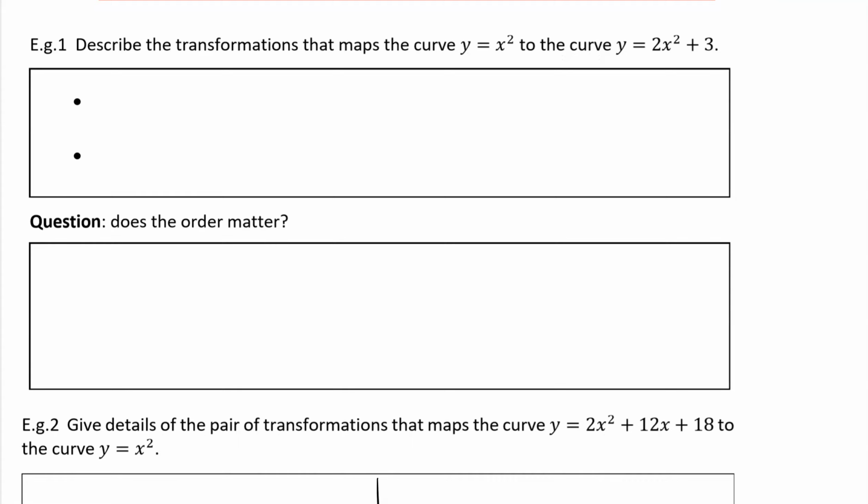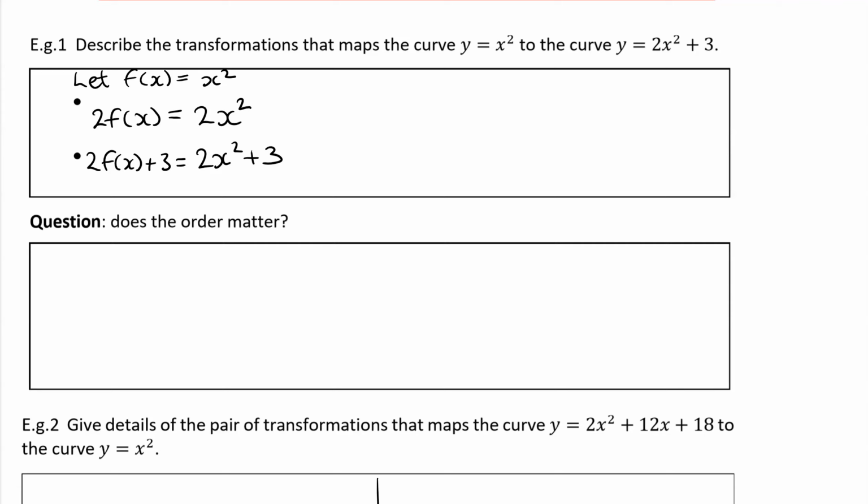This first example, we've got y equals x squared, and we're going to show how it maps to the curve y equals 2x squared plus 3. So if we let f of x be x squared, then firstly we're going to get 2x squared. We still have to apply the rules of BIDMAS. So 2f of x would be 2x squared. And then to get to the plus 3, I then simply add 3. So in terms of function notation, this would be 2f of x plus 3.